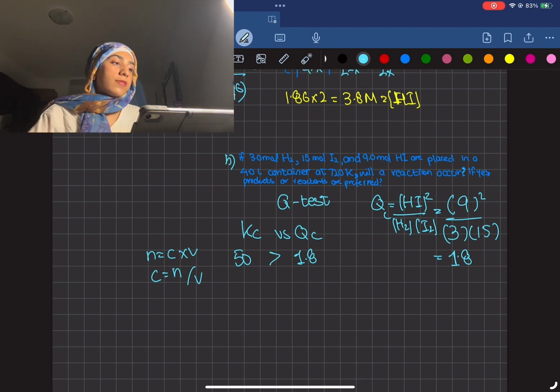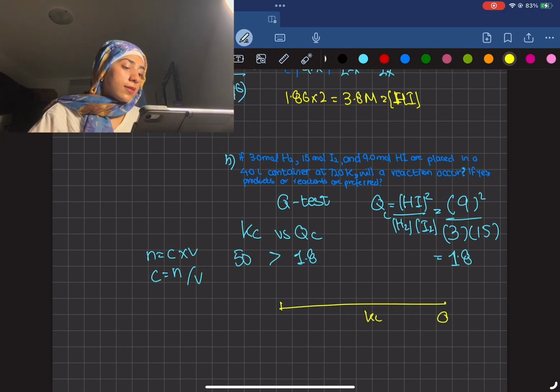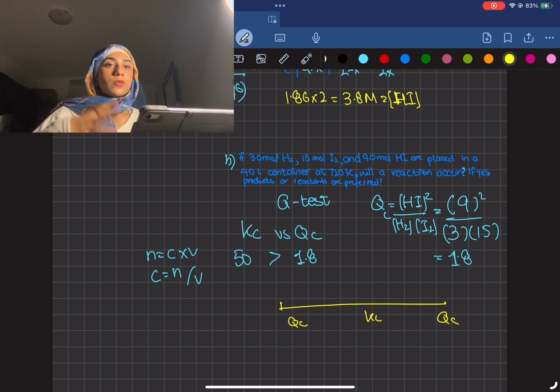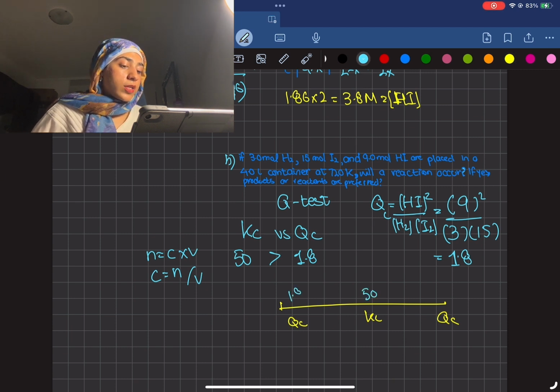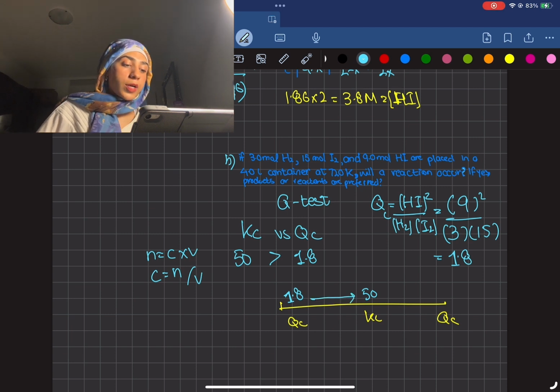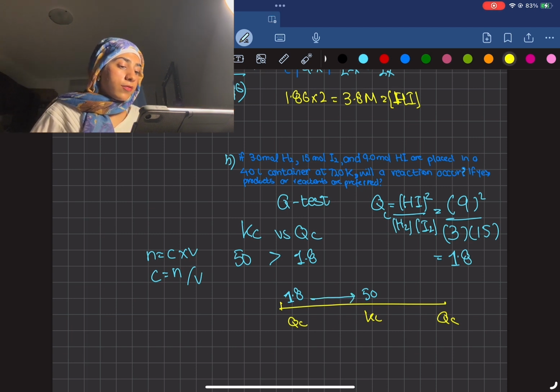Now 1.8 is much smaller than Kc. That means if I draw a timeline, Kc is in the middle, and Qc can be on both sides because Qc is the concentration ratio at any given time. So my Qc is far behind my Kc right now. It is 1.8. Because every reaction wants to reach equilibrium, my reaction needs to move towards Kc, so it's moving forward. So I can say that the forward reaction is preferred. And that's it.